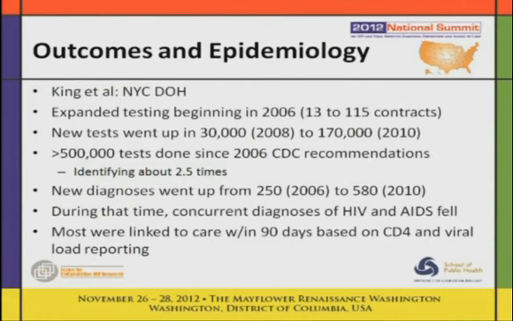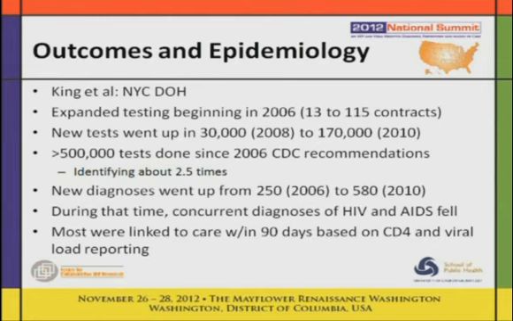At the New York City Health Department, King looked at the expanded HIV testing from the early scale-up projects in 2006 to the present, and it was really amazing. In 2008, there were 30,000 tests done. In 2010, there were 170,000 tests. Over 500,000 tests have been done since the call for routine testing in 2006. And new diagnoses went up from 250 in the city in 2006 to 580 in 2010.